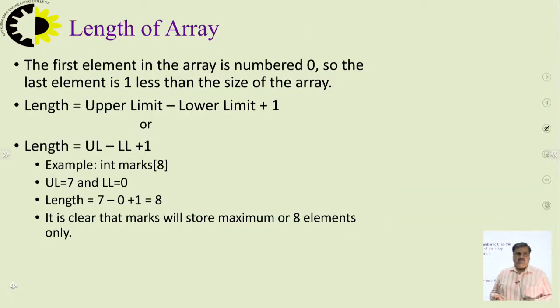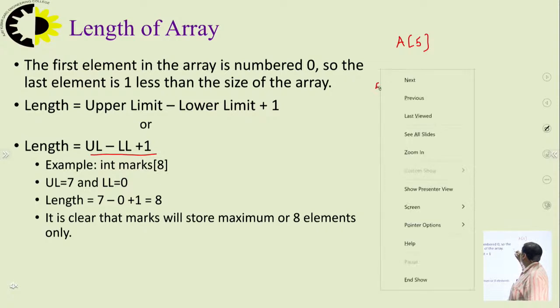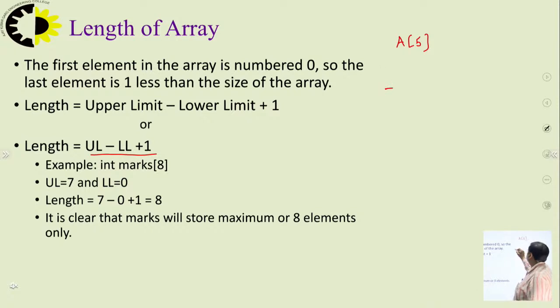The length of array: if we know the lower index and upper index, then we can find out the length. So length we can find using upper index minus lower index plus 1. Like if I am having a last element as A5, the upper limit will be 5, lower limit will be 0, so UL minus LL plus 1, 5 minus 0 plus 1. So basically 6 elements are stored in that kind of array.